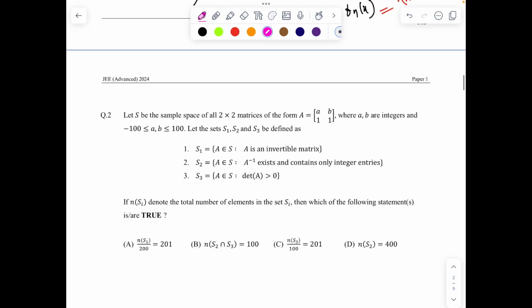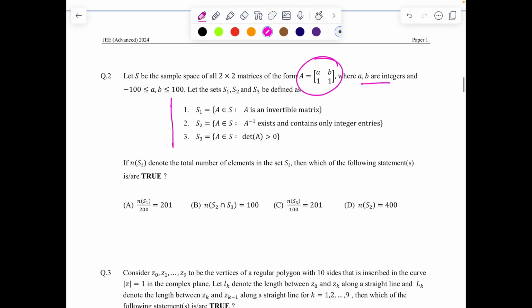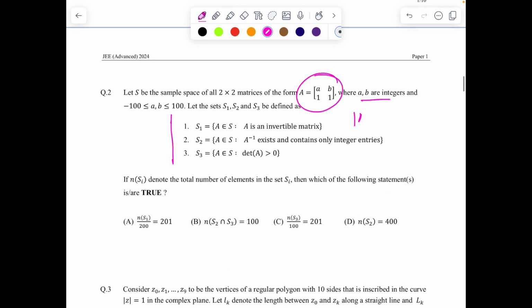Let's move to the second problem. S is the sample space of all 2 cross 2 matrices, and you can see they have given just a 2 by 3 matrix, and they ask about invertibility with some integer values, the usual trademark and trend of JEE Advanced. So this becomes an easy one, because for invertibility the determinant of A should not be 0, and the determinant of A means A minus B should not be 0. It's not very difficult to see it means A should not be B. So you can clearly find the simple values space of this to find invertibility.